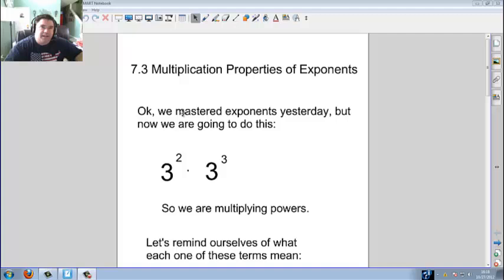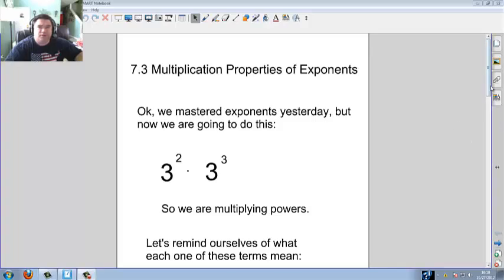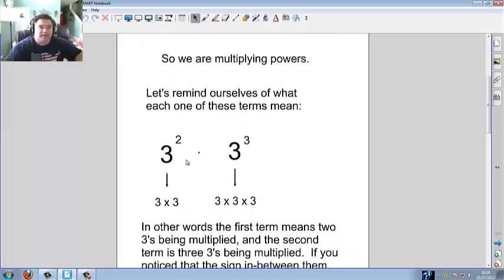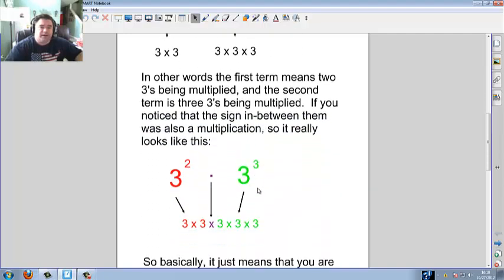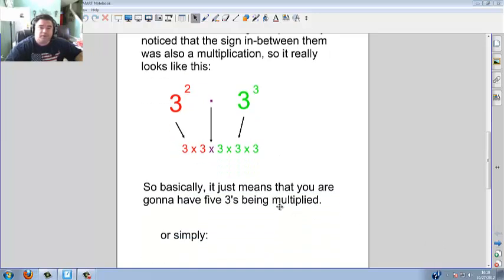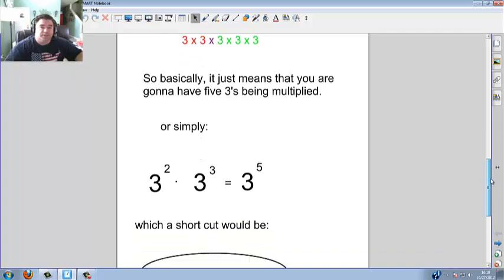Alright, now we've mastered exponents yesterday, but we're going to now do this. You have 3 to the second power times 3 to the third power. Basically, we're multiplying powers. Now let's remind ourselves of what this means. Basically, 3 squared means 2 3s, and 3 cubed means 3 3s. So I have 2 3s and 3 3s. Since they're all being times anyway, I can simply combine them. So I'll combine them to 5 3s, or 3 to the 5th power, as you will see here.